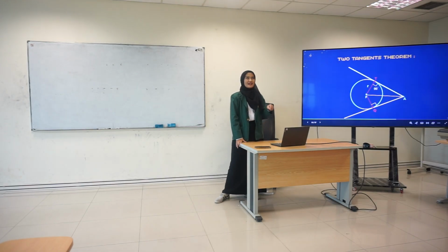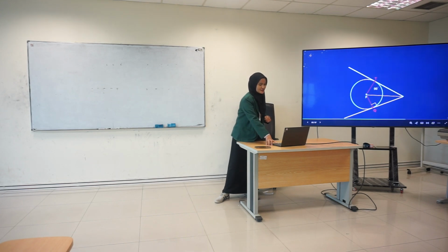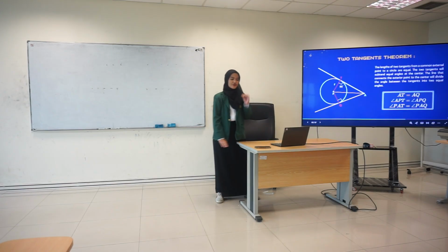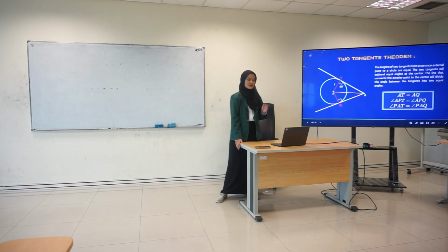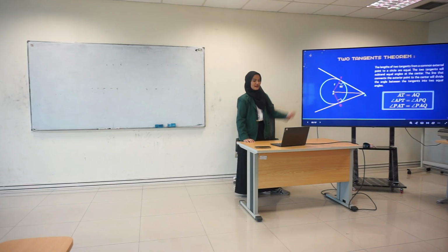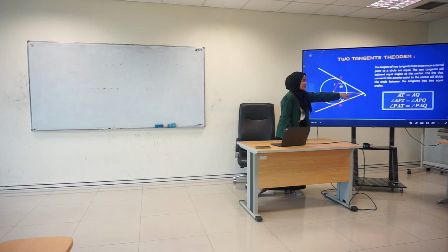Yes. But in this theorem, we have two, right? Okay. We can use the theorem that the lengths of two tangents from a common external point to a circle are equal, so we get AT equals AQ. Next, the two tangents subtend equal angles at the center. So we get angle APT equals angle APQ.